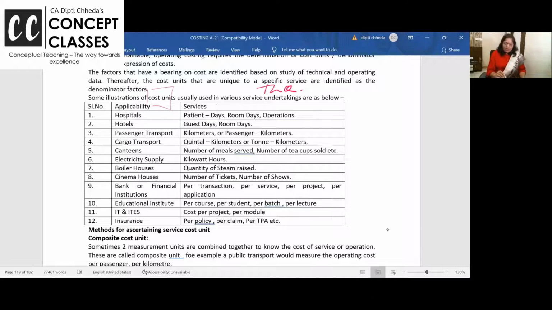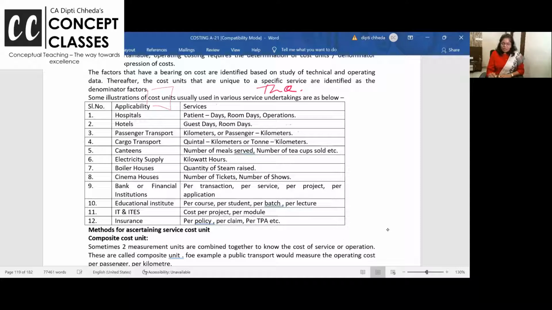So if you are involved in services of hospital, your cost will be calculated per patient per day. That too, it depends on general ward, single room, double room. Yes or no? Hotels, number of guests and number of days. Here also, single room, double room, and so on. In case of passenger transport, it is passenger kilometers. How many passengers are traveling in this bus and how many kilometers?